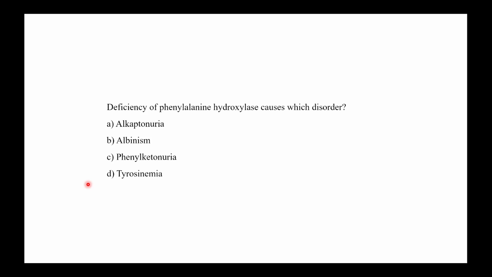Deficiency of phenylalanine hydroxylase causes which disorder? Alkaptonuria, albinism, phenylketonuria, or tyrosinemia? So you have answered option C, that is phenylketonuria. That is the correct answer.